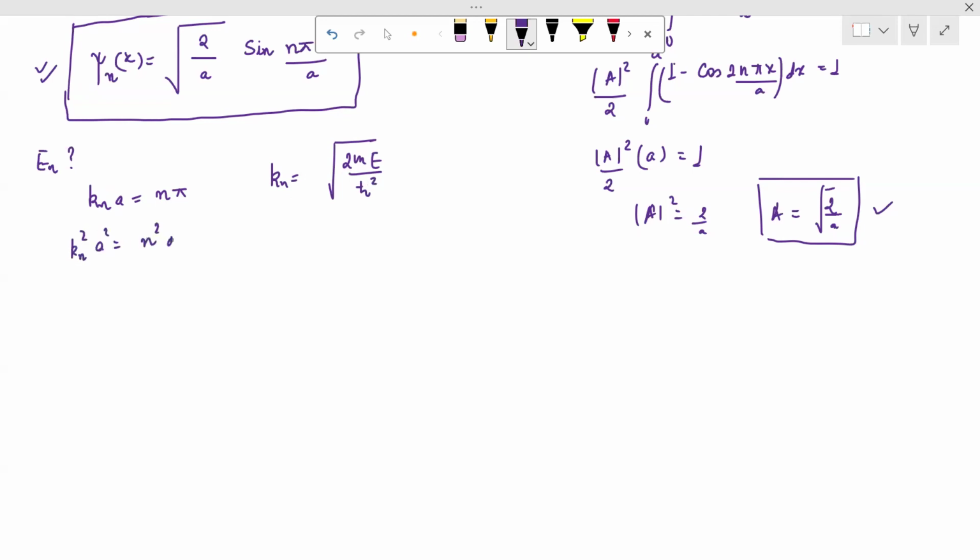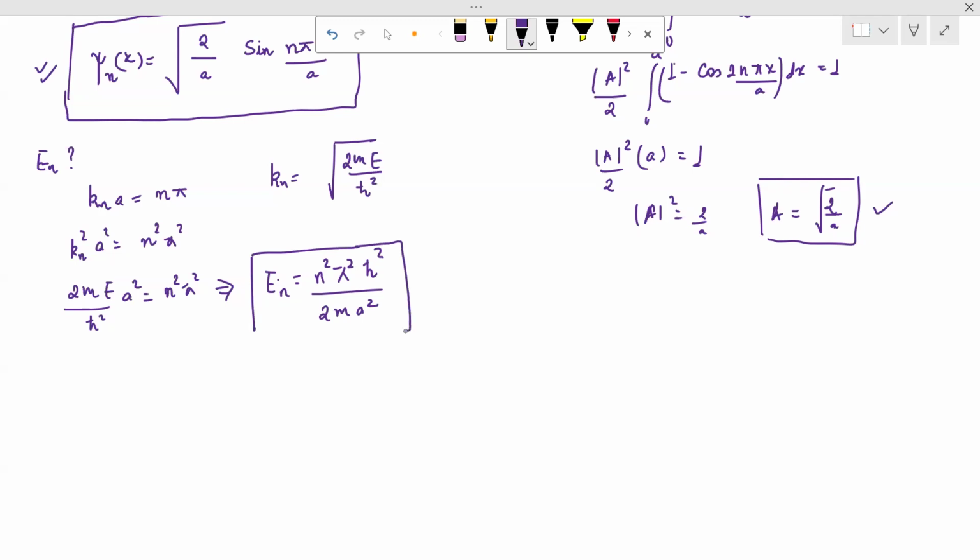It will be equal to n square pi square. And what is Kn? Kn square is 2mE upon h cut square. This is a square, and here you have n square pi square. And from here, I can clearly write that my En, the energy spectrum corresponding to this asymmetric infinite potential well, will be equal to n square pi square h cut square upon twice m a square. This is how you're going to get the energy spectrum.